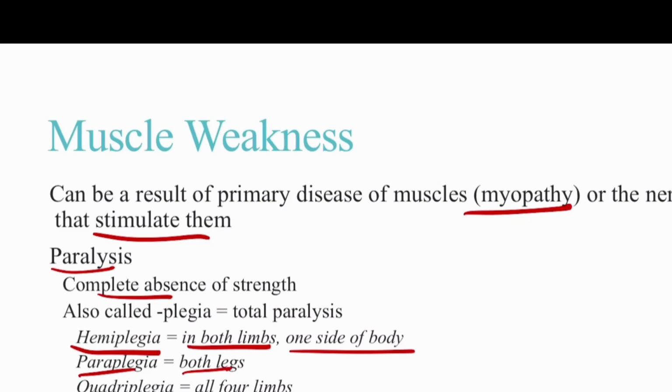Usually the hemiplegias, what would cause a hemiplegia? One side of the body is out. Stroke. This is where strokes come in, because strokes affect the opposite side. If you have a left-sided stroke, the right side of the body is going to be affected.